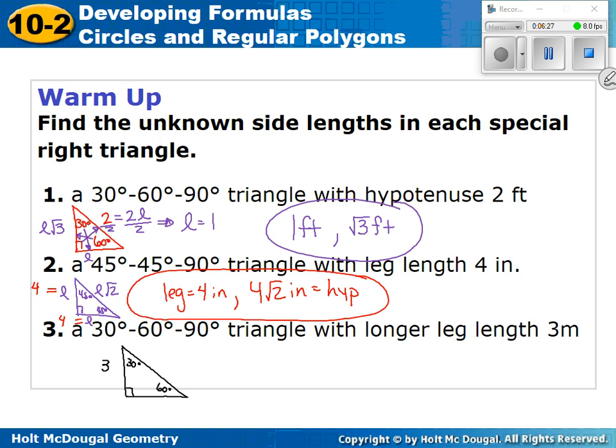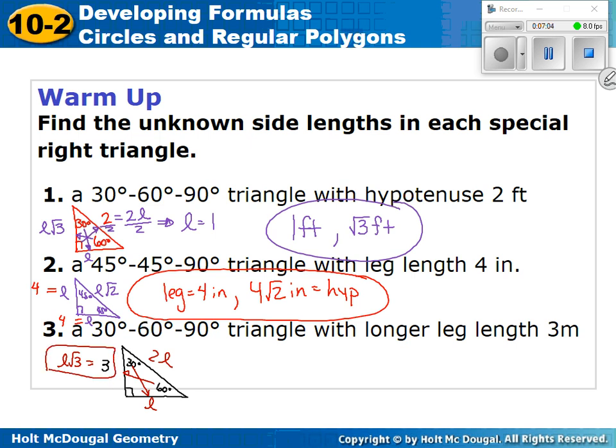Okay, let's talk about it. So what goes across from the 30 again? L. So over here we have L. What's across from the 60? L square roots of 3, but they told us that the longer leg had a length of 3. So remember that across from the 30 is going to be your shortest side because it's the smaller angle. The bigger the angle, the longer the side across from it. But we don't call the hypotenuse a leg, so it's not the 3 because it's the hypotenuse. So what's across from the 90-degree angle? 2L.